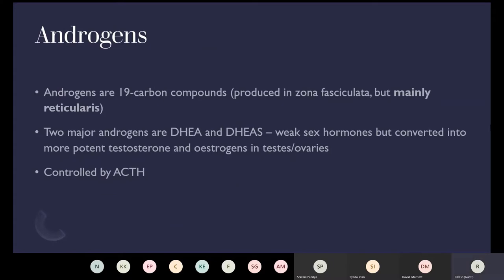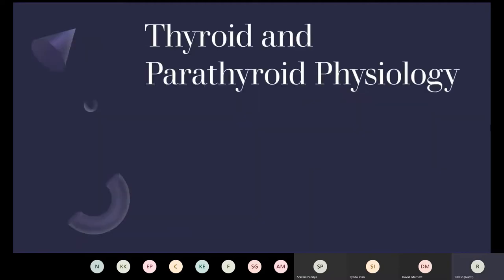So androgens are 19 carbon compounds, not 21. These are produced in the zona fasciculata and mainly the reticularis. So your R of the GFR. Okay. The two major androgens are DHEA and DHEAS. These are weak sex hormones, but when they go into either the testes or the ovaries, they're converted into more potent testosterone and estrogens. And again, they're controlled by ACTH. So that's it on the adrenal glands.